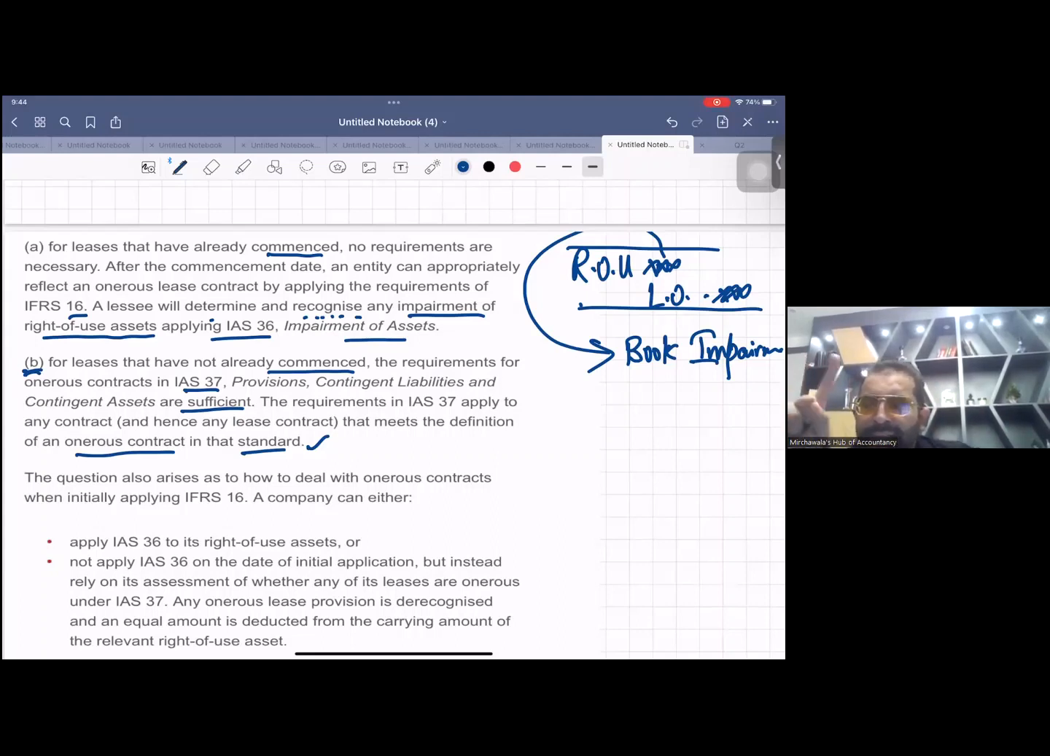If the lease has already commenced, that means we have made the entry ROU debit and lease obligation credit. That means we have already booked the present value of all future cash flows. So now you cannot apply IAS 37 onerous contract accounting. You can only book impairment on ROU, because yes, the bad news has just arrived.